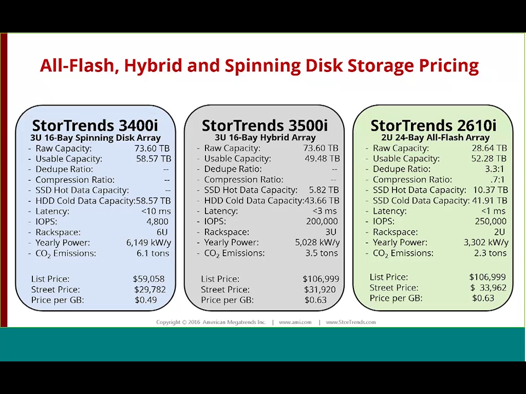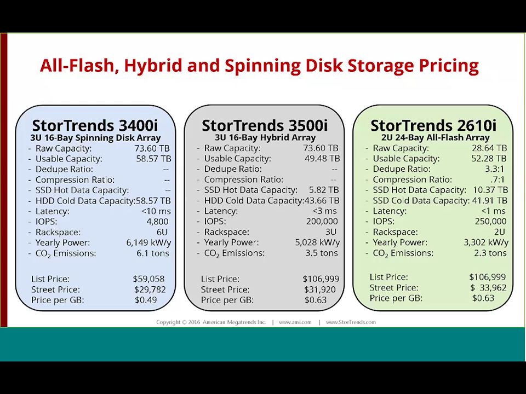The list price is $59,058. The street price today that you could buy this from CDW, Zones, SHI, Insight, your local reseller, you name who you want to buy it from, would cost you $29,782. If we take $29,782 and divide it by the usable capacity of 58.57, we get 49 cents a gig. That's pretty common for a spinning disk solution that has a little bit of performance in it. A lot of our configurations are in that 40 cents range for that 3400.